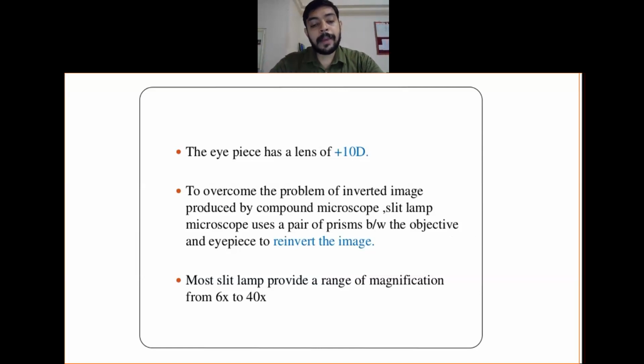So we will be getting a magnification from 6x to 40x in common. By changing the objective as well as eyepiece lens, we can increase the magnification of the whole system.